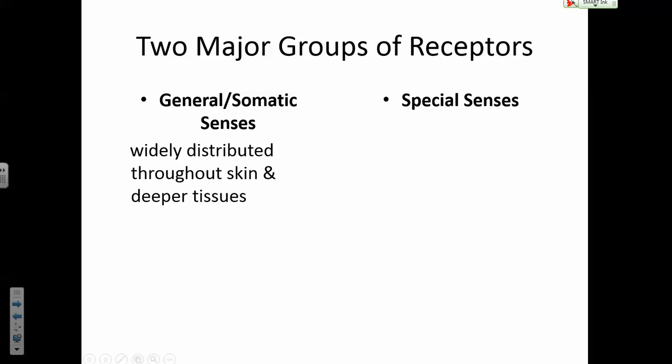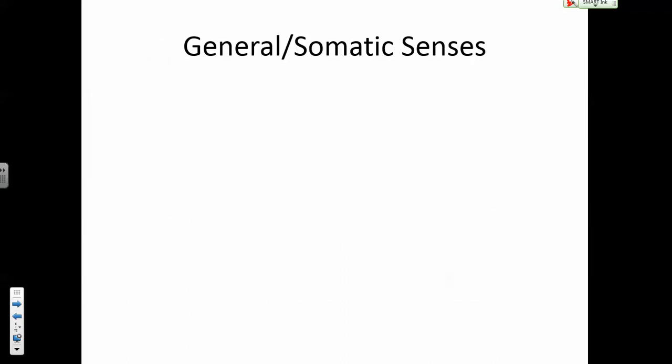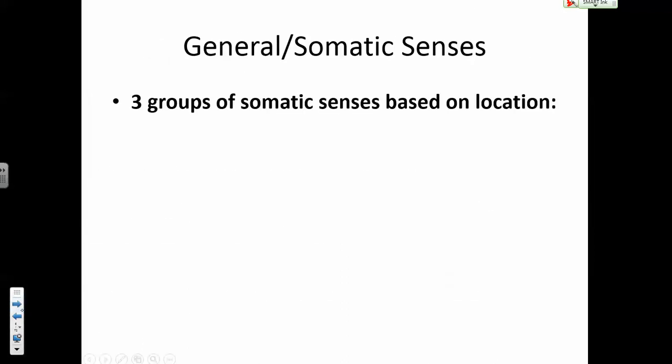But then your special senses, like when you think of your senses, that's what you're thinking of: the smell and taste and hearing and vision. Those are your special senses. And we call them special because the receptors are parts of specific organs. They're not widespread all over. Okay. And so the bulk of your chapter is dealing with your special senses. But we're going to start with the general senses.